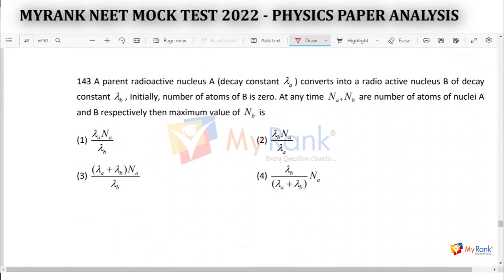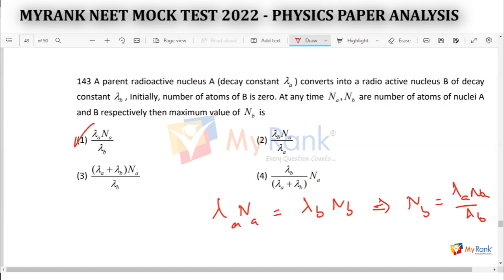So here in this case, the parent radioactive nucleus A converts into radioactive nucleus B of decay constant lambda B. Initially, the number of atoms is N0. At any time, NA and NB are the number of atoms of nuclei A and B respectively. The maximum value of NB is? So students, here decay constant and number of atoms, N lambda is constant. So since that we are writing like this, from this, NB is nothing but lambda A NA by lambda B, where this first is the correct answer, students.